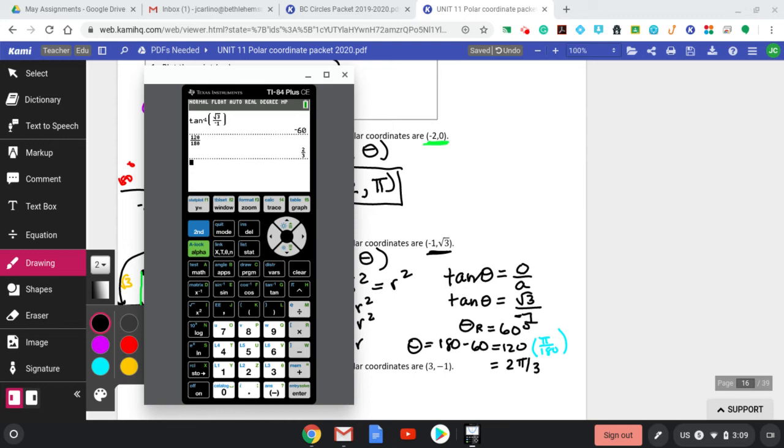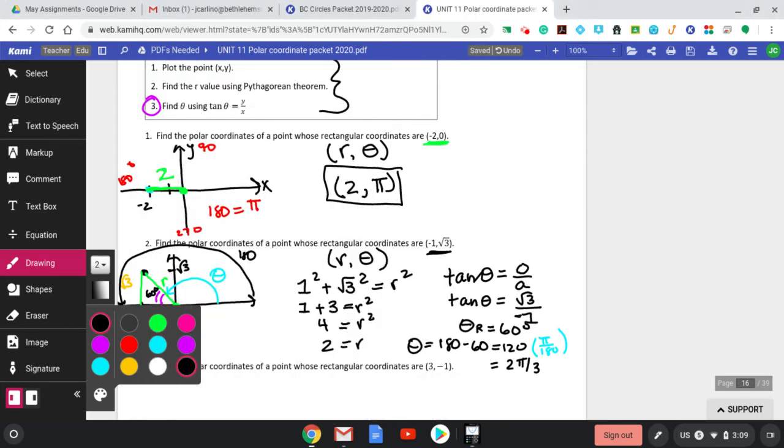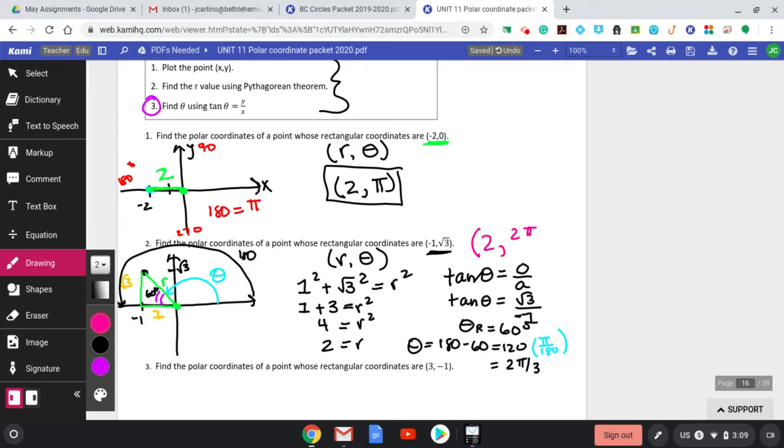All right, I know that was a lot of work to find theta, but that's how it's going to be. So our final answer here in polar coordinates was 2, the r value, and theta, 2 pi over 3. All right. So hopefully we're okay there. One doesn't make you great. We got another one here.